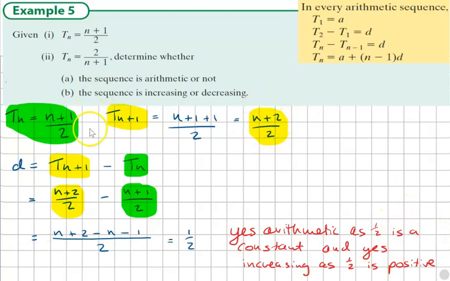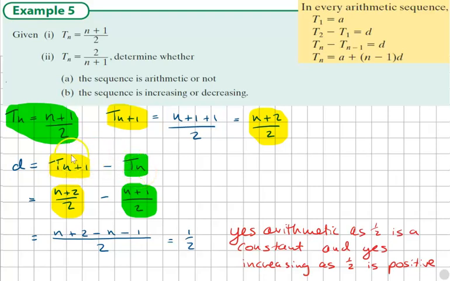So if you think about it, Tn is the first term in the sequence, for example. It's not necessarily the first term, but if Tn was to represent the first term, then Tn plus 1 would represent the second term. Or if Tn represents the 6th term, then Tn plus 1 represents the 7th term. So Tn is a term, and Tn plus 1 is the next term. So the common difference will be Tn plus 1 minus Tn.